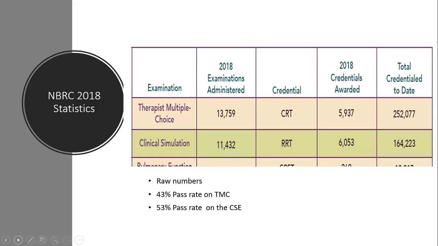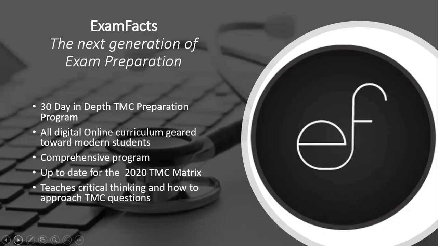All right, I want to talk a little bit about some straight-up NBRC statistics. And of course, these are raw numbers. They don't take into consideration that students take these exams multiple times, and some people are coming in from previous years. But if we look at the raw numbers based on these NBRC statistics, there's a 43% pass rate on the TMC and then 53% on the CSE. That's really only because the CSE is those students that have already passed the TMC. So it's a little troubling that this year there's going to be a limit in place where they can only take each exam 3 times before having to wait 120 days.